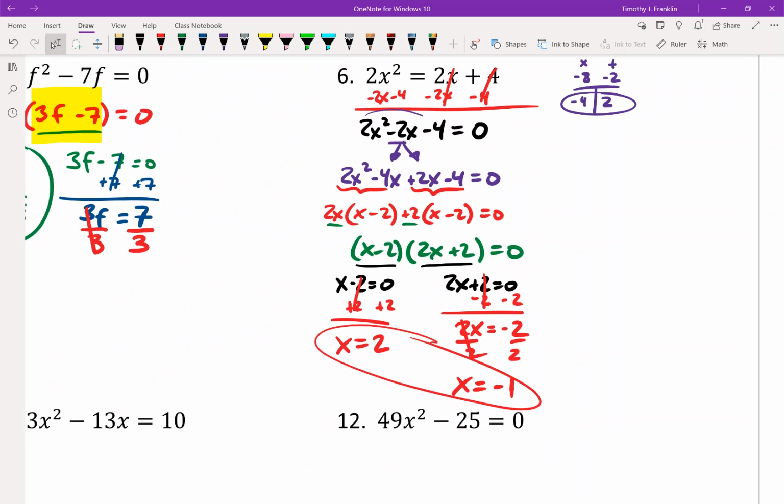2 factors with an exponent or a variable. Because if you took a 2 out as a GCF, that wouldn't affect your solution because it wouldn't have a variable. It would just be a constant.